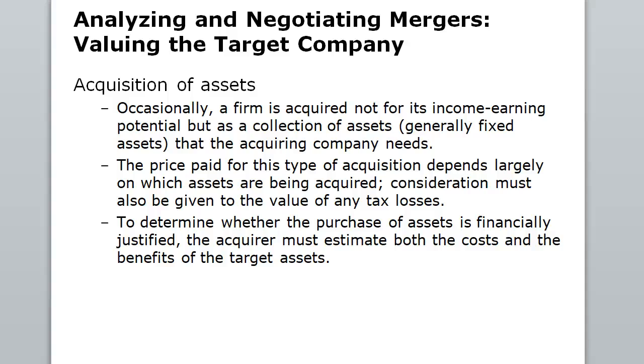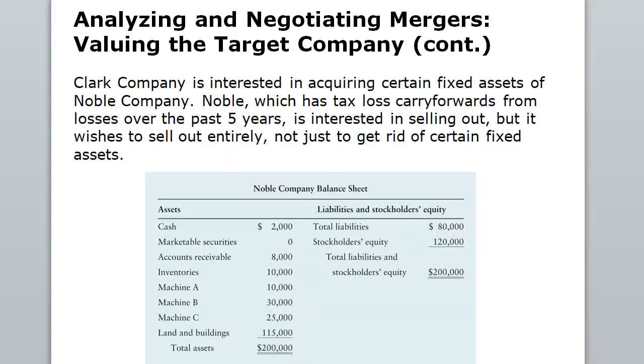To determine whether the purchase of assets is financially justified, the acquirer must estimate both the costs and the benefits of the target assets. So let's look at Clark Company, which is interested in acquiring certain fixed assets of Noble Company. Noble has a tax loss carry forward from losses over 5 years and is interested in selling out, but it wishes to sell out entirely, not just get rid of certain fixed assets. So it wants to sell the whole business.